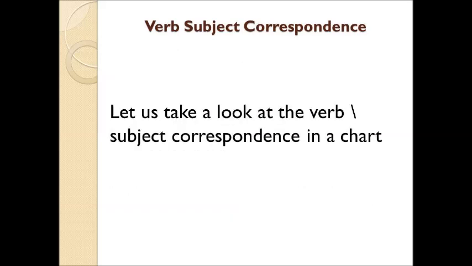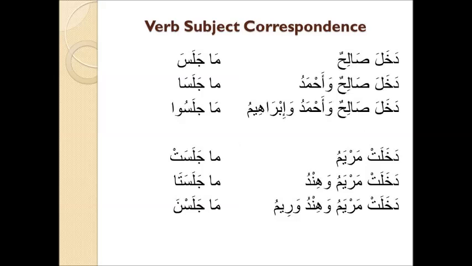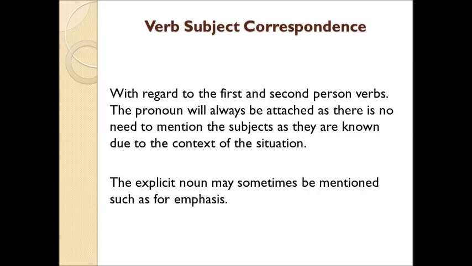Let us take a look at the verb subject correspondence in a chart. You will note in all of the instances where the subject is mentioned after the verb, the verb is in the singular, but corresponding to the gender of the subject. With regard to the first and second person verbs, the pronoun will always be attached, as there is no need to mention the subjects, as they are known due to the context of the situation. The explicit noun may sometimes be mentioned, such as for emphasis.